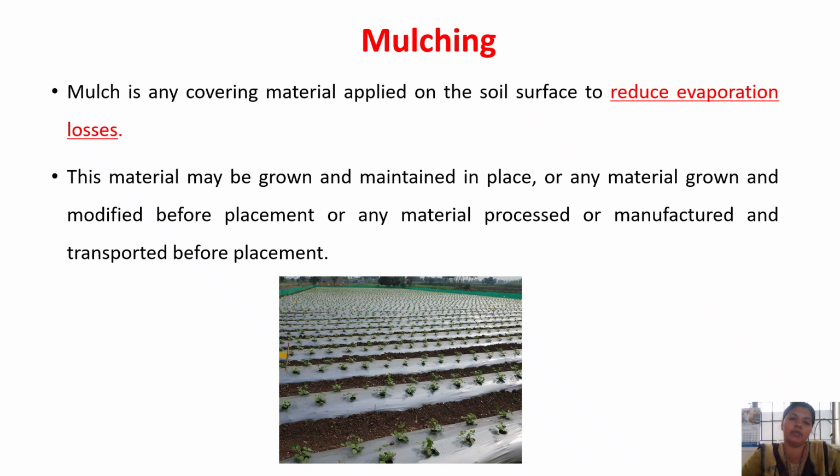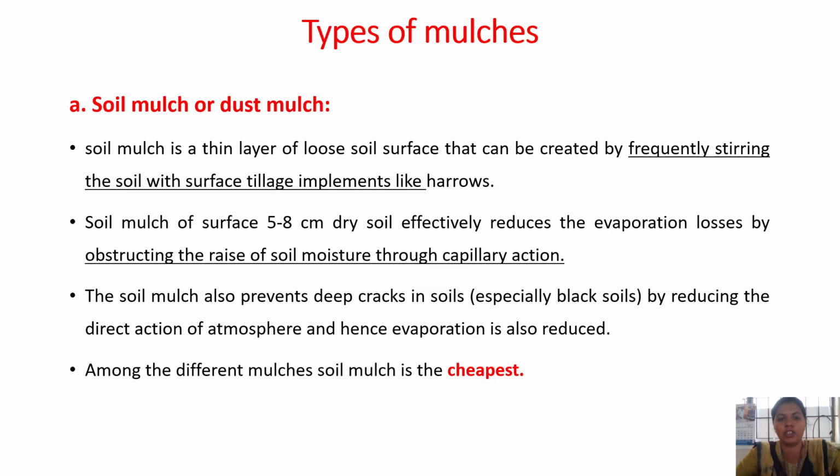So the mulch which we use can be of any material. It can be industrially manufactured materials like polythene sheets, or live plants, or stubbles from any other field after harvest. So now let us see some of the important types of mulching.